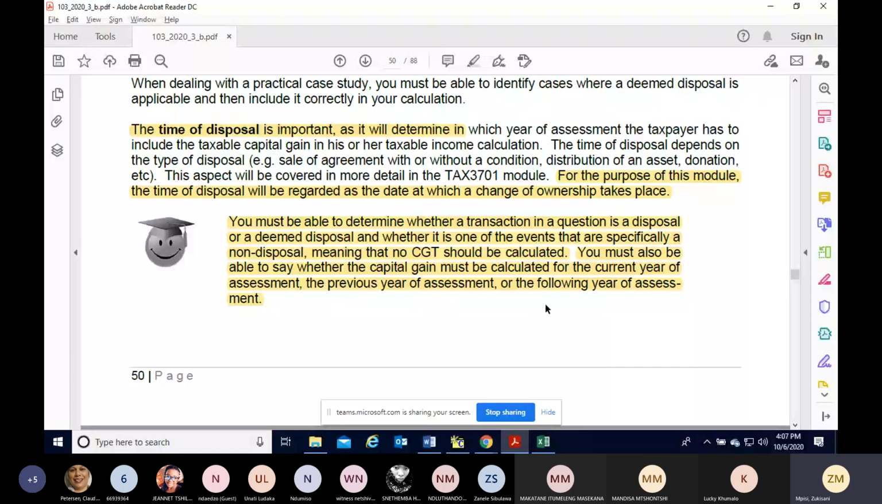So many things such as sale of agreement or things like that will not be considered. Please always look out for this graduation head comments. These comments are very important. When you are doing CGT, you must be able to determine whether the transaction in a question is a disposal or a deemed disposal. You must also be able to say whether a capital gain must be calculated for the current year of assessment, previous year, or the following year of assessment.